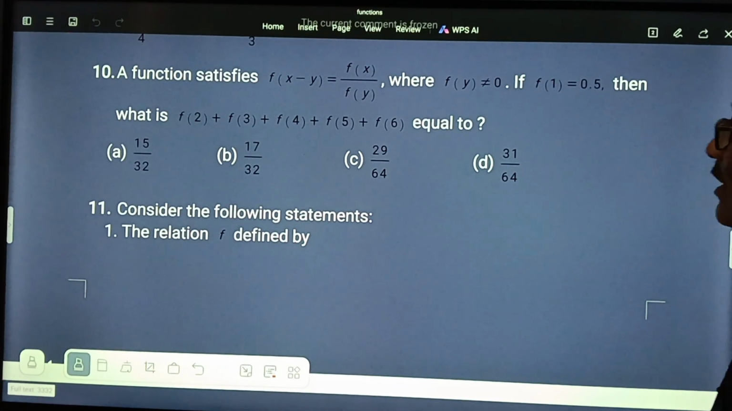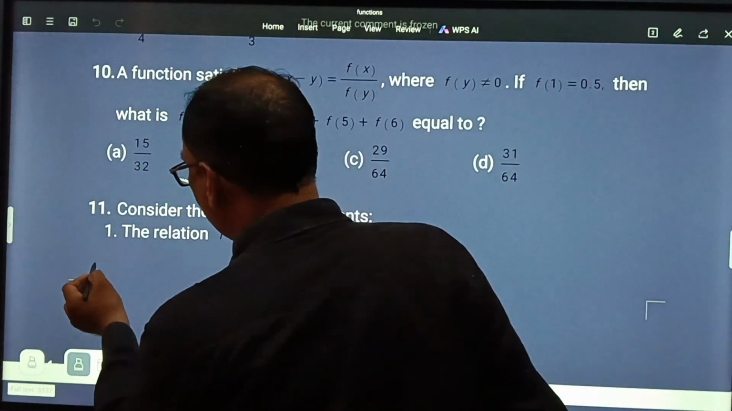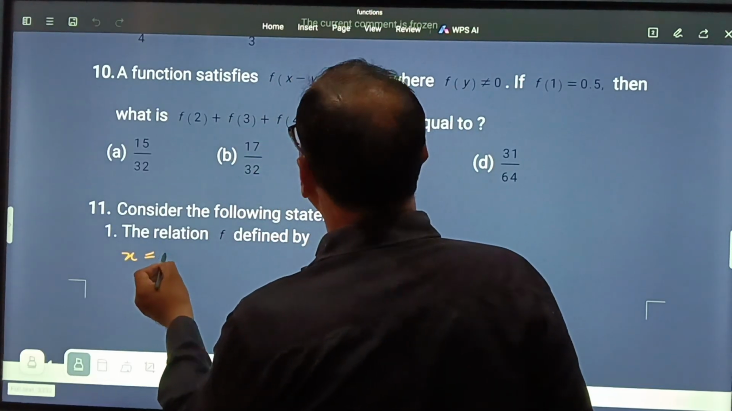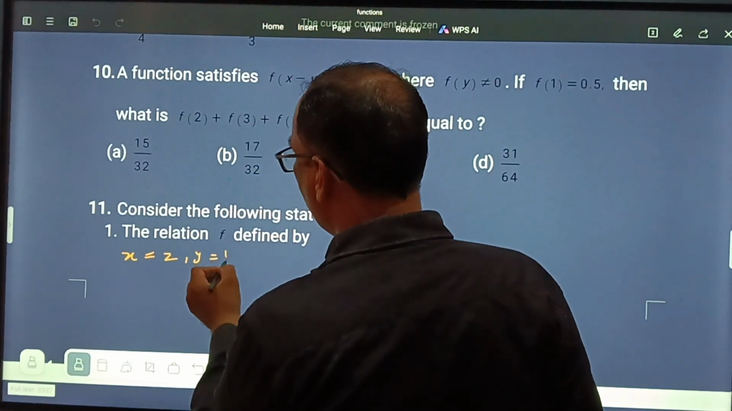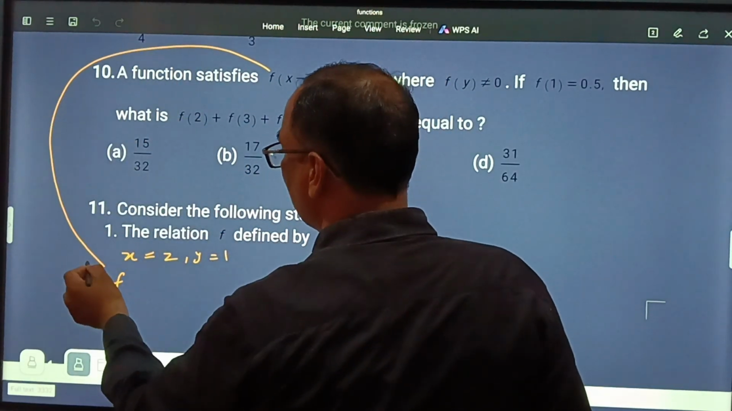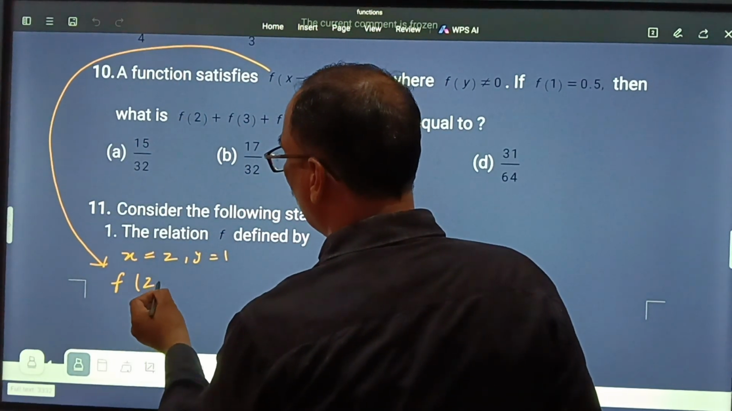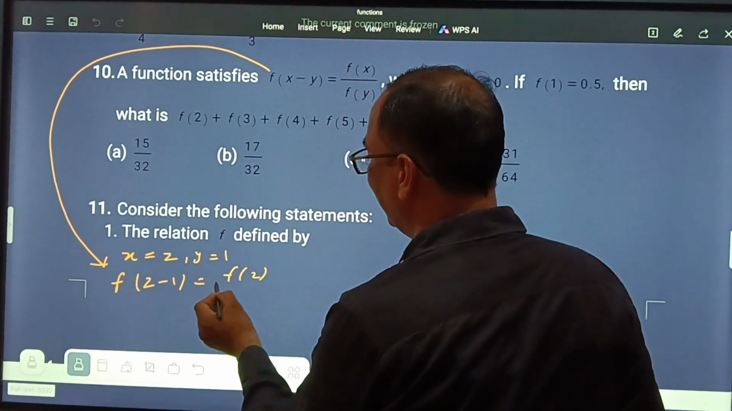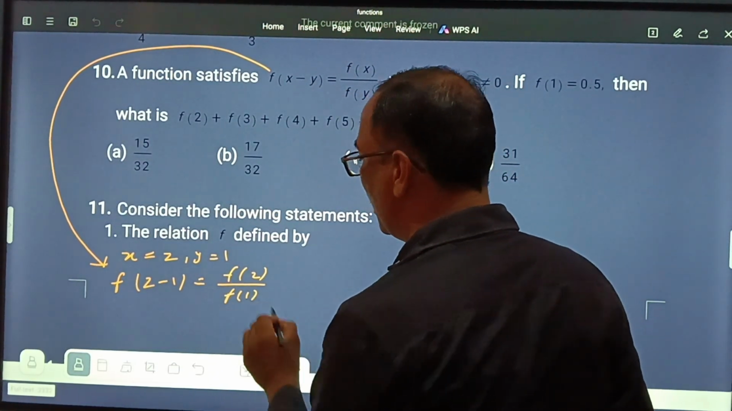Now we have to find f of 2. How to find it? Put x equal to 2 and y equal to 1. What do we get by this functional equation? We get f of 2 minus 1 is equal to f of 2 divided by f of 1.